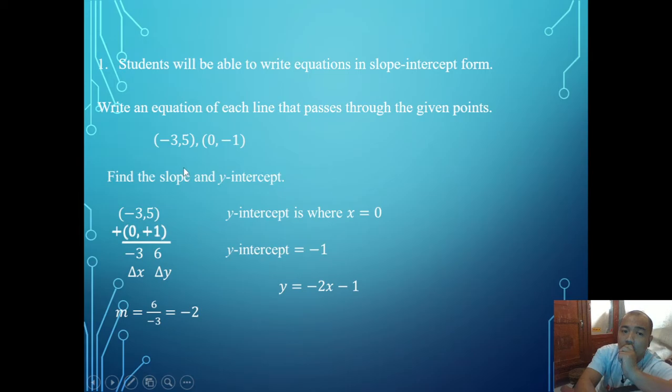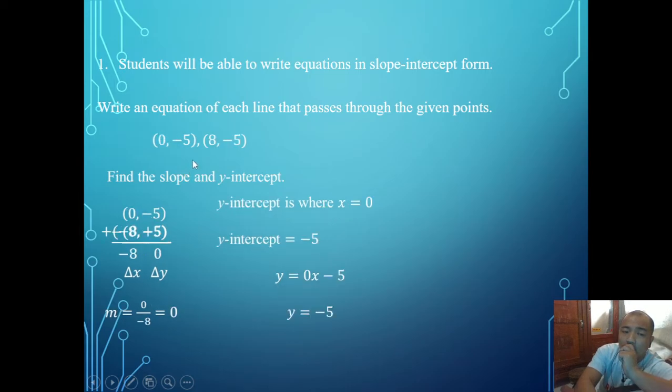Another. If the line passes through 0, negative 5 and 8, negative 5, identify the slope and y-intercept to determine its equation. So we have here the y-intercept, negative 5. How about the slope? The slope is negative 5 minus negative 5, or negative 5 plus 5, which is 0. 8 minus 0 is 8. So 0 over 8 is still 0. Any number divided by any number is 0.